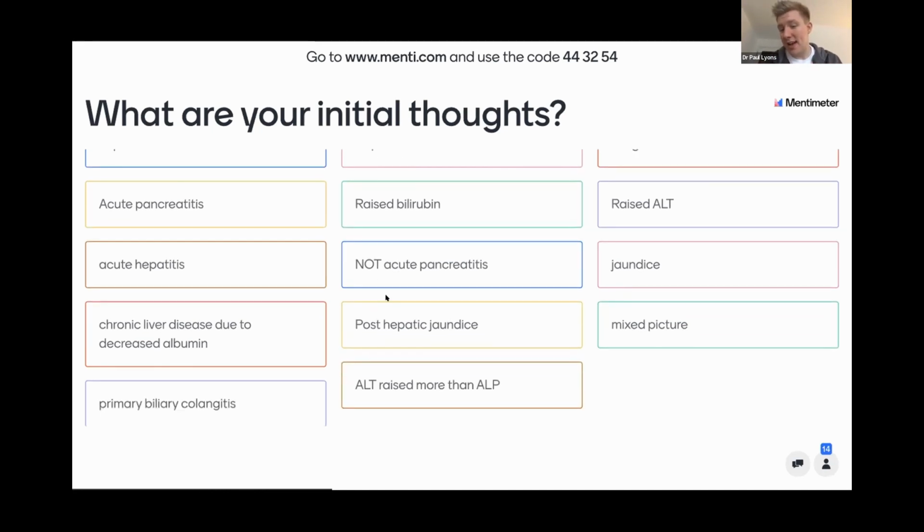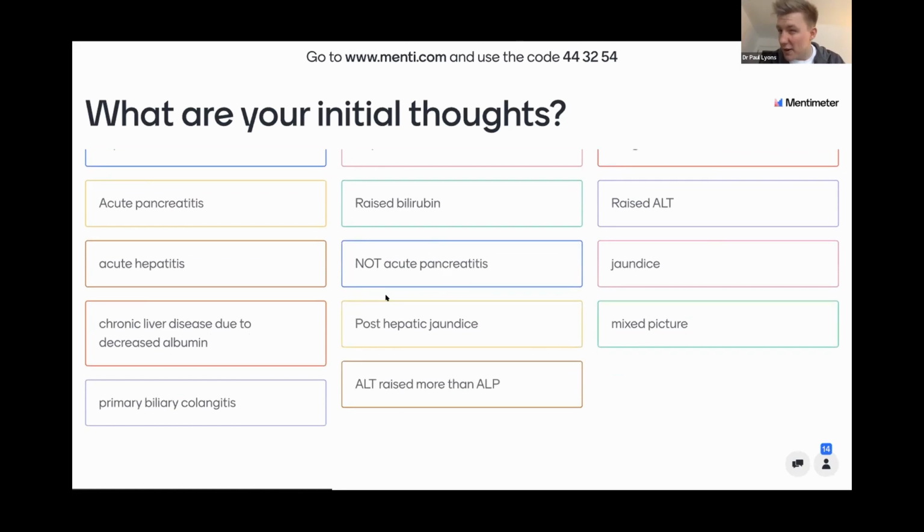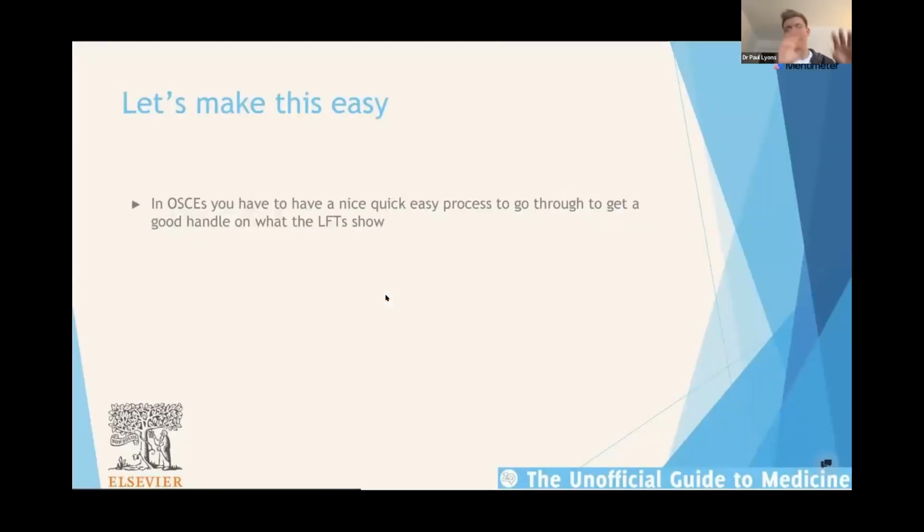And that's because LFTs are quite difficult because they're quite nuanced, they're quite specific. Hopefully by the end of this presentation, this becomes easy, right? So here we go. Let's make this easy. That's my whole motto in medicine. Please make it easy. It's hard enough as it is. So we need a quick, easy cross test that under pressure you'll be able to work through and get a decent answer. All right. Oh, thanks, Daniel.